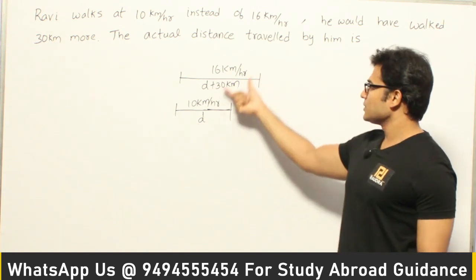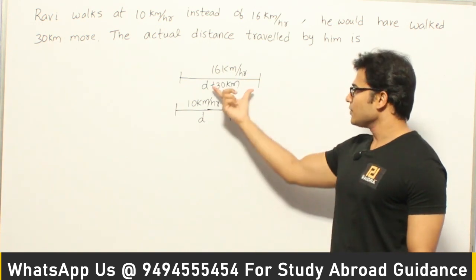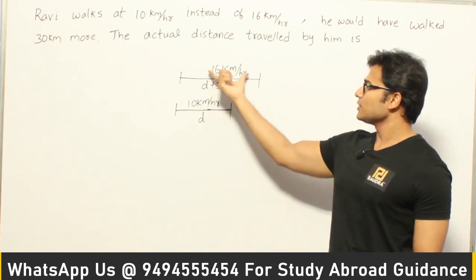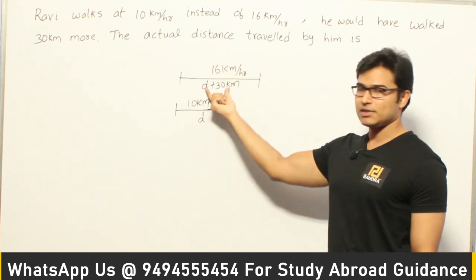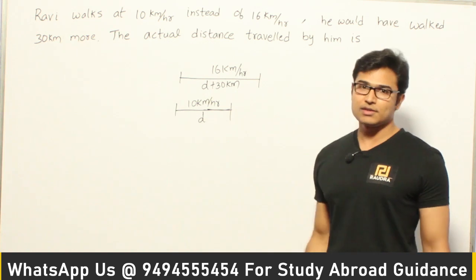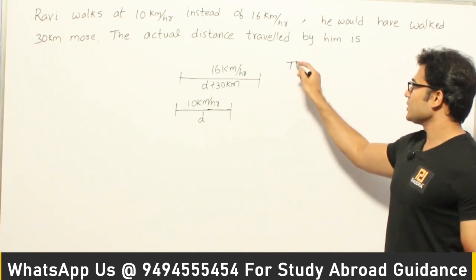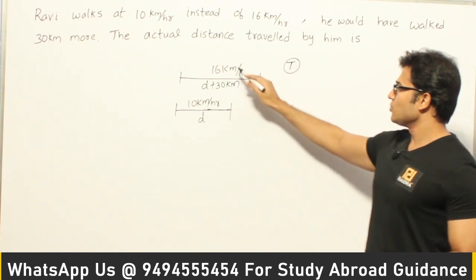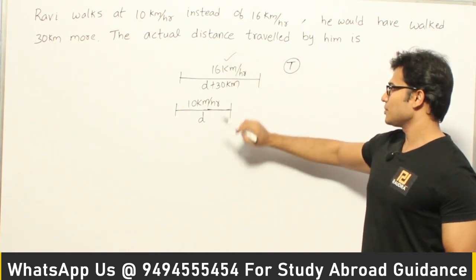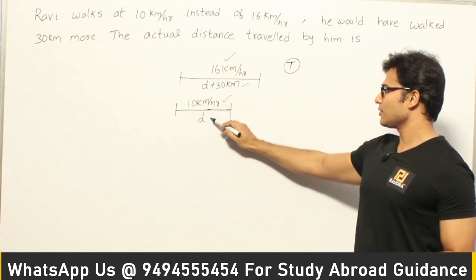Now if you observe both the scenarios, definitely time is constant. Why? In a given time he would have walked at 16 kilometers per hour, then this is the distance, and he is walking at this, and this is the distance. Therefore from the given question you should be able to understand that time is constant. In a given time, if he could have walked at 16 kilometers per hour, he would be covering this distance, but since he walked at this, he is covering only this distance.